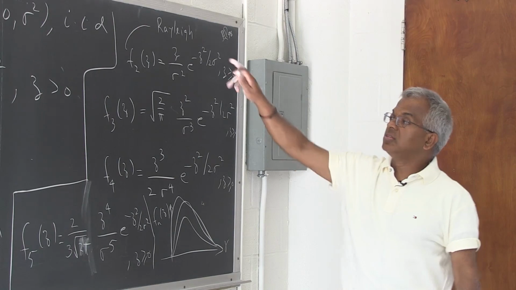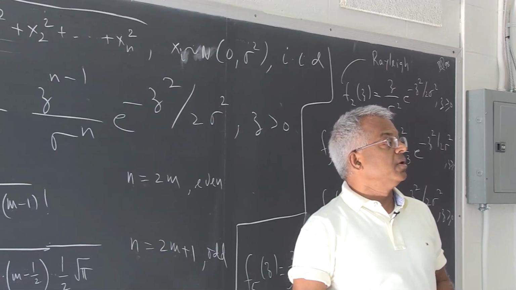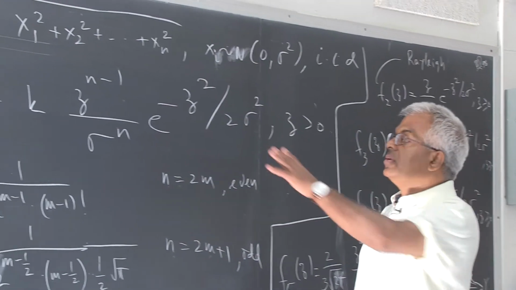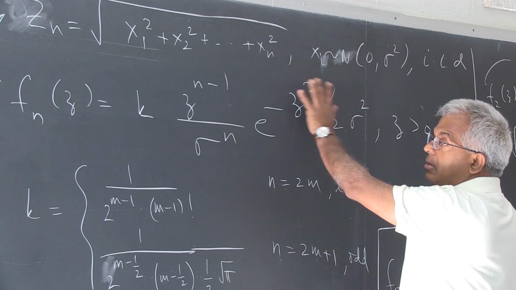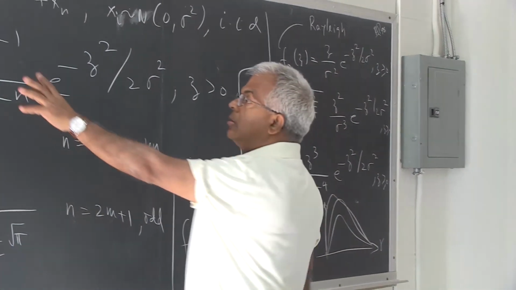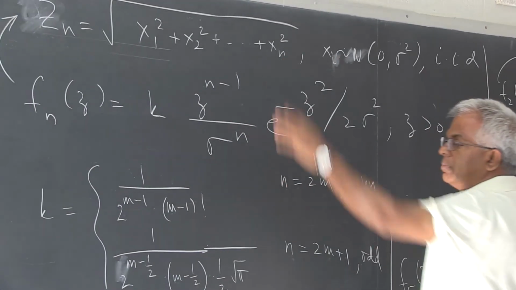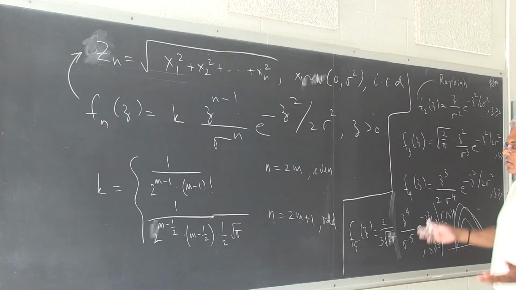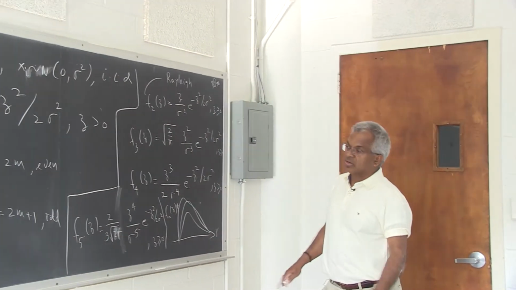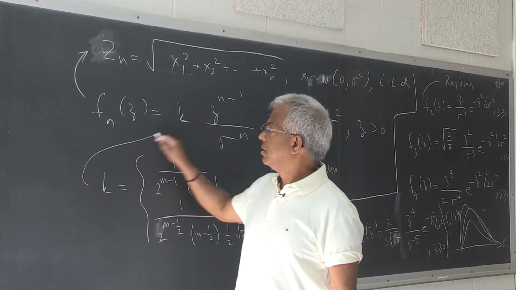So this is the general result. If you have either the L2 norm or the generalized Rayleigh, the interesting thing is the exponential part is the same as for the 2 random variables, but the remaining portion, the power keeps increasing and the constant needs to be adjusted so that the area under the density function is 1. And the constant is given by here.